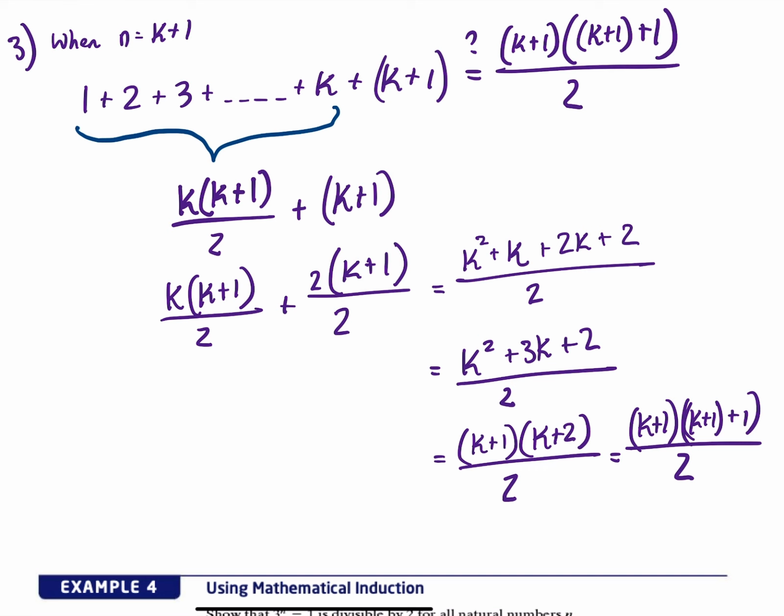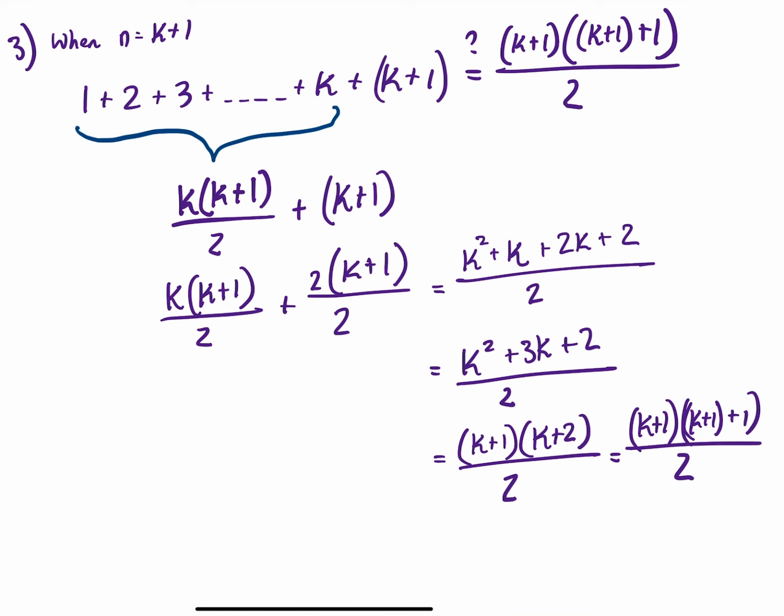So we showed it's true for the first term, and if it's true for some general term, it will be true for the next one. So that means it will be true for all natural numbers. So I can say, therefore, the sum of the first n natural numbers equals n times n plus 1 over 2 for all natural numbers.